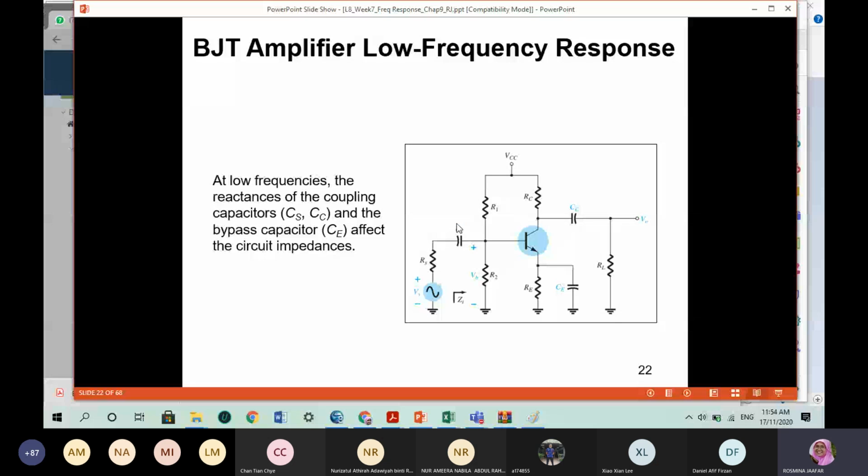CS is the coupling capacitor for the input side. CC is the coupling capacitor for the output side, and CE is the bypass capacitor. So there will be different functions for the capacitors present here. The two capacitors CS and CC are simply for coupling, whereas CE is the bypass capacitor, so that current does not flow to the RE. It only bypasses to this CE.